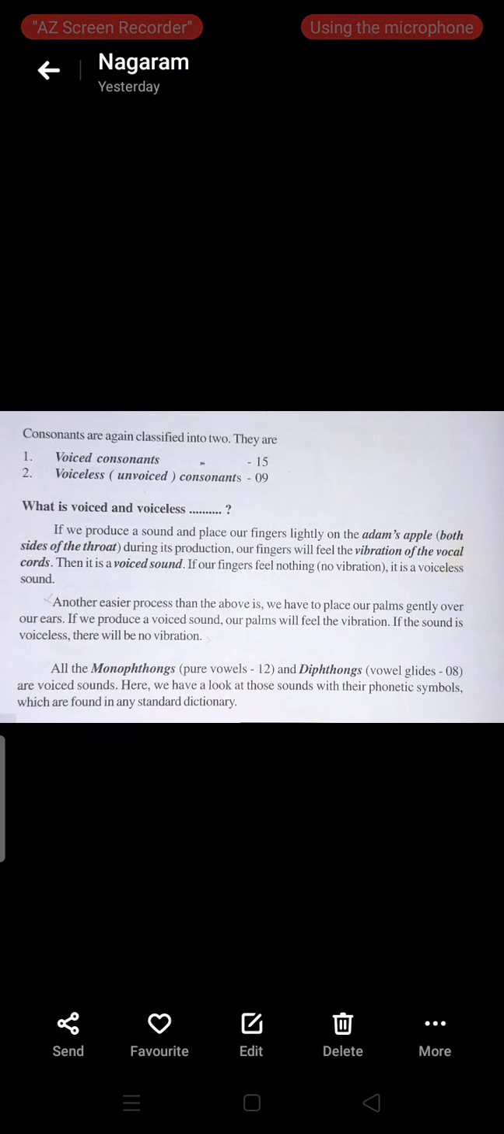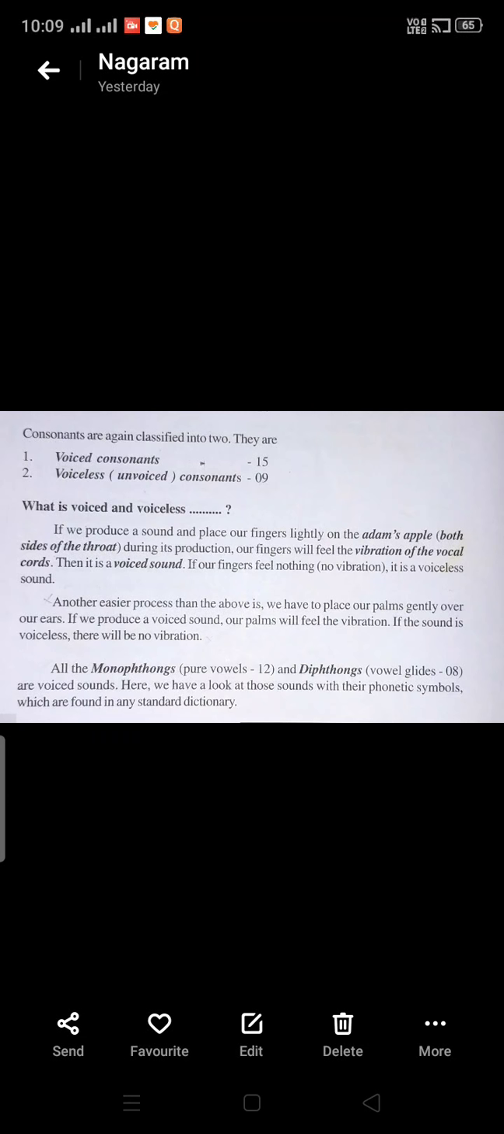Another easier process than the above is to place our palms gently over our ears. If we produce a voiced sound, our palms will feel the vibration. If the sound is voiceless, there will be no vibration. This is another way to identify the voiced or voiceless sounds.